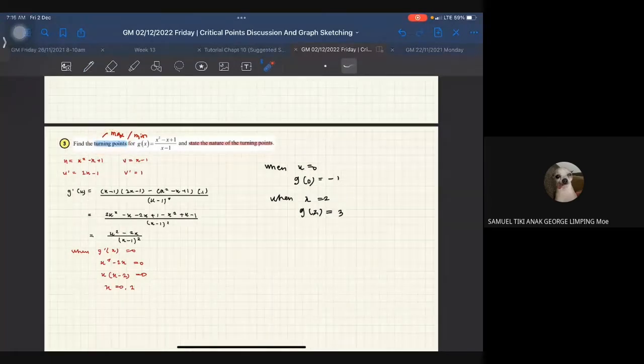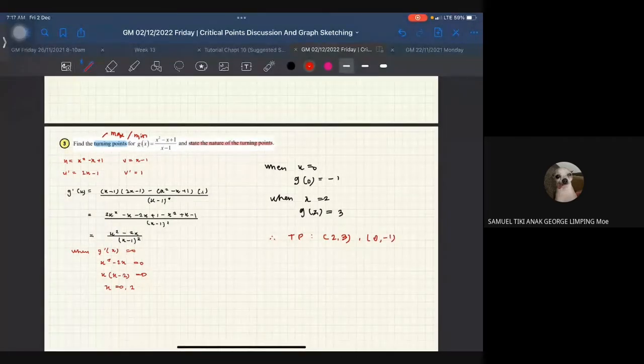Okay, so soalan kan dia cakap find the turning point. So mesti tulis dulu apakah turning point awak before awak determine dia punya maximum or minimum. So kita akan tulis TP. So TP adalah turning point, bukan timbalan pengarah. Right, so turning point yang pertama is (2, 3). And turning point yang kedua adalah (0, -1).